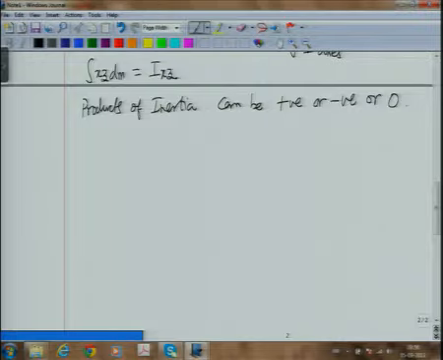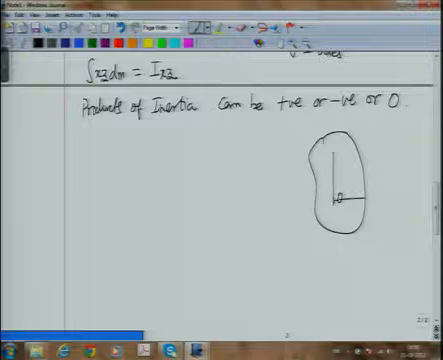Now what you see is, again let me draw this cartoon again. There is some point O.